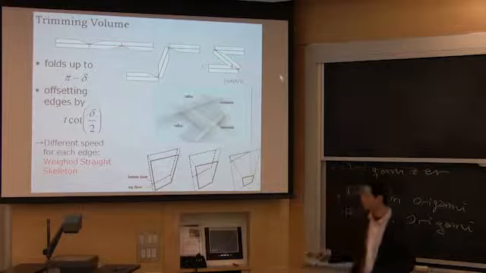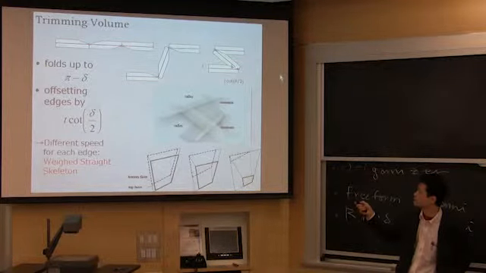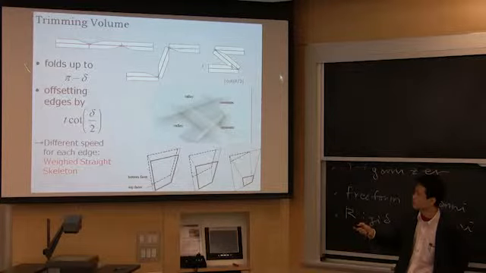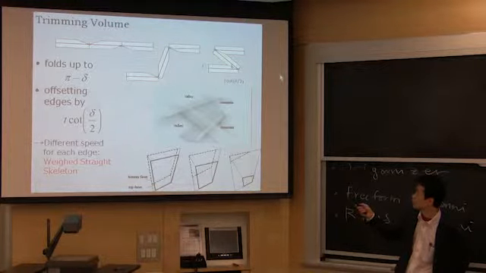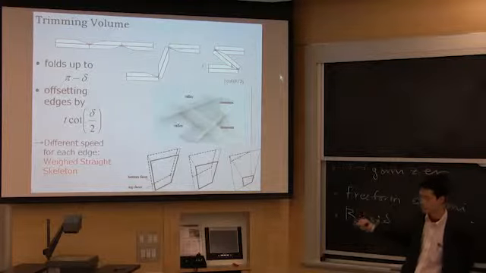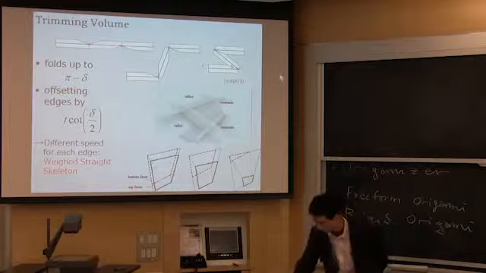And this is actually very easy. So you assume that this folds to pi minus delta, and you can just remove this part according to this folding angle, the maximum folding angle. And you can define this point by offsetting the edges, which is basically calculating the weighted straight skeleton.